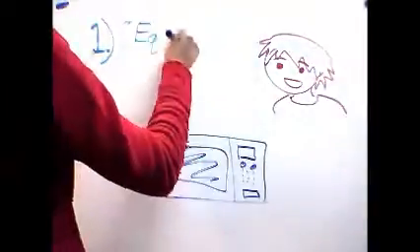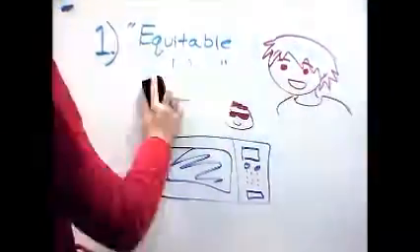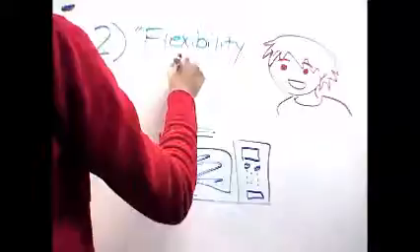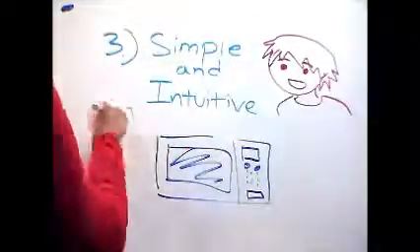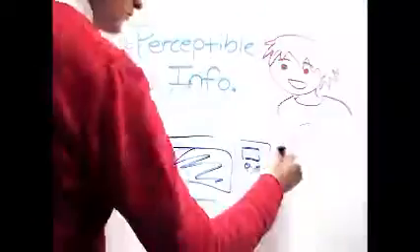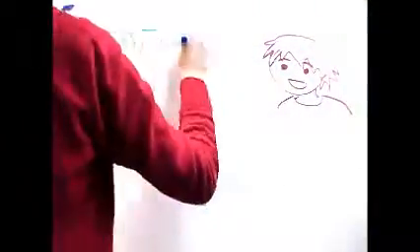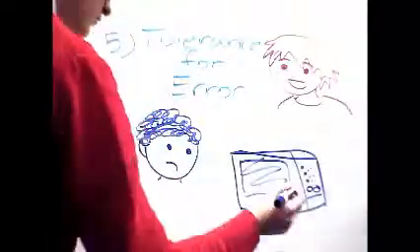The first principle is equitable use, meaning that the design is useful for people with diverse abilities. The second principle is flexibility in use, meaning the design accommodates a wide range of individual preferences and abilities. The third principle is simple and intuitive, meaning it's easy to understand. The fourth principle is that the design is information perceptive, meaning the information is effectively communicated. The fifth principle is that the design has tolerance for error, or provides minimal hazards.